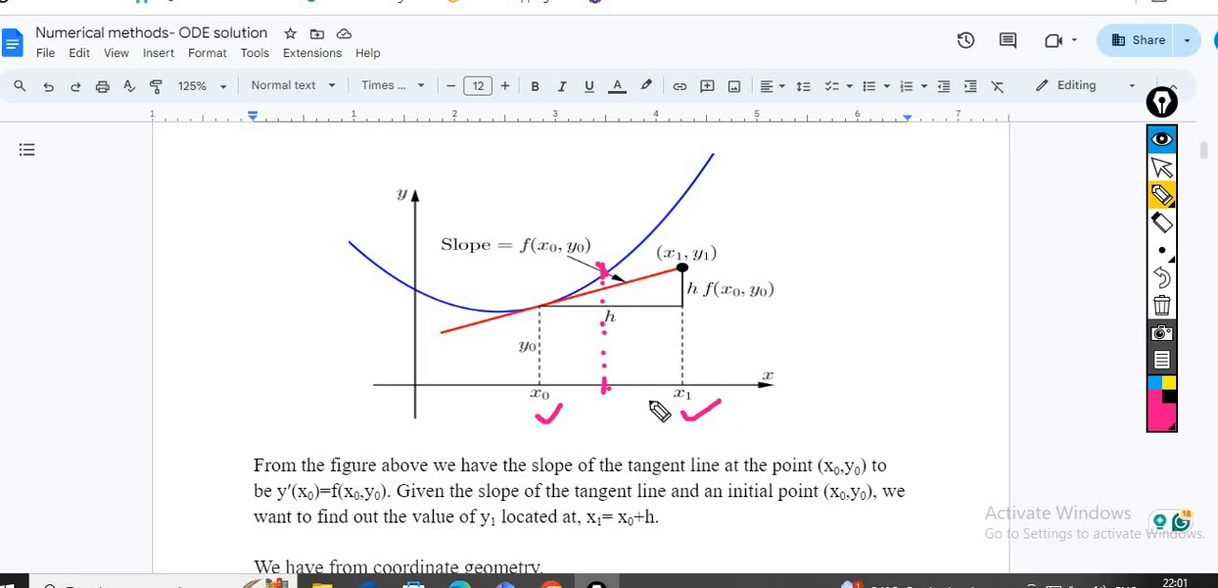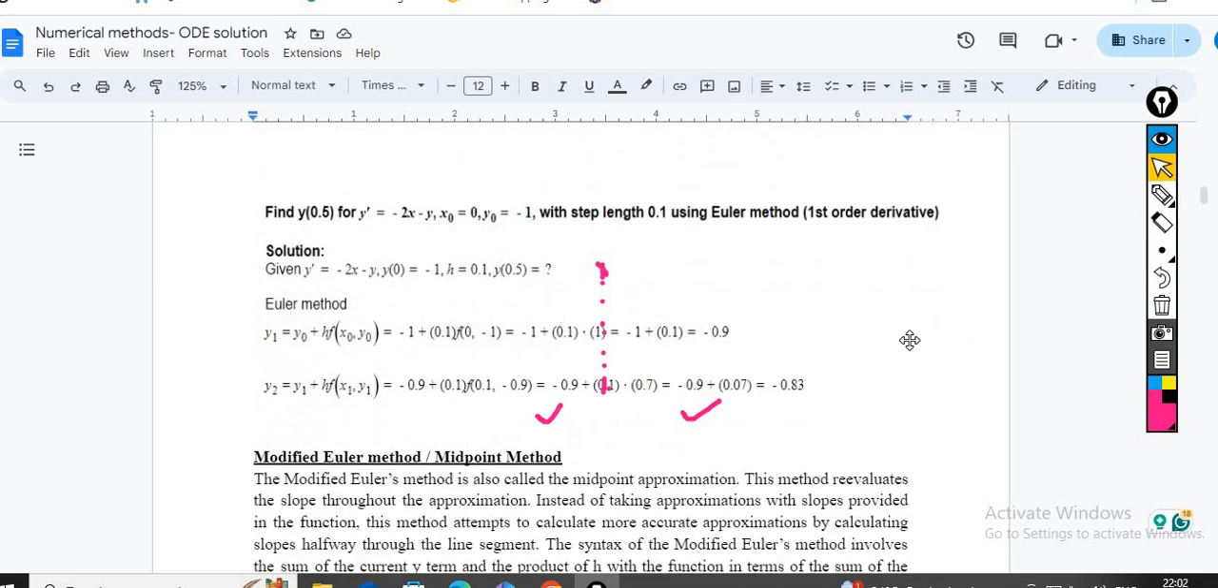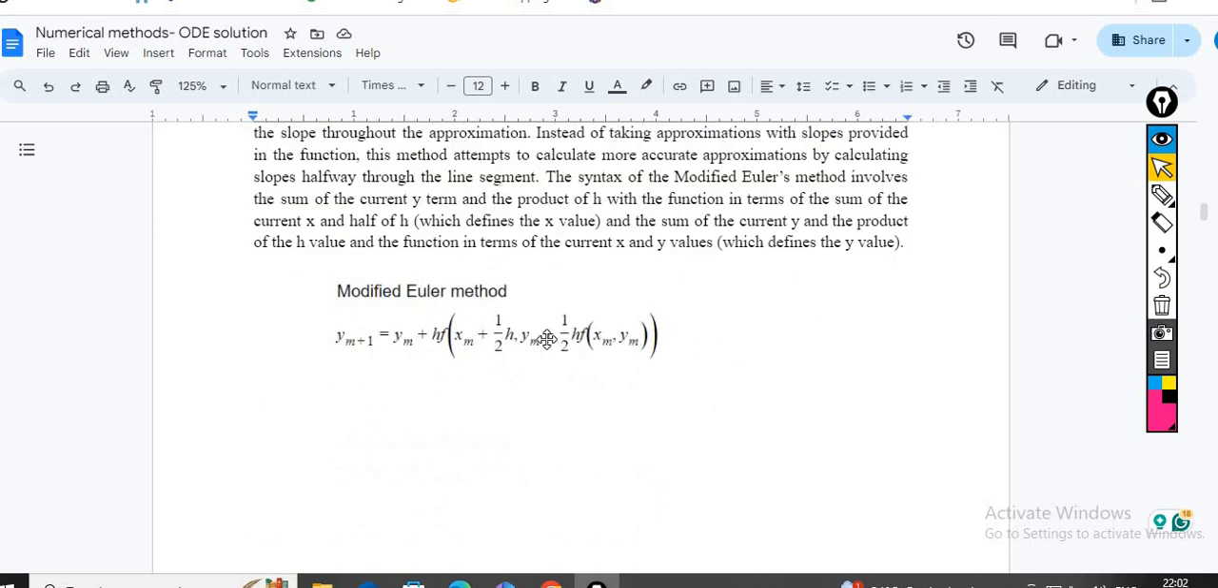If these points are very close to each other, the midpoint will be much closer. This will give you some higher accuracy. So the midpoint method gives a higher accuracy. So how to solve this problem and what is the formula we need to use? Now here the formula is y m plus 1 from ym. That means you are considering the iterations.